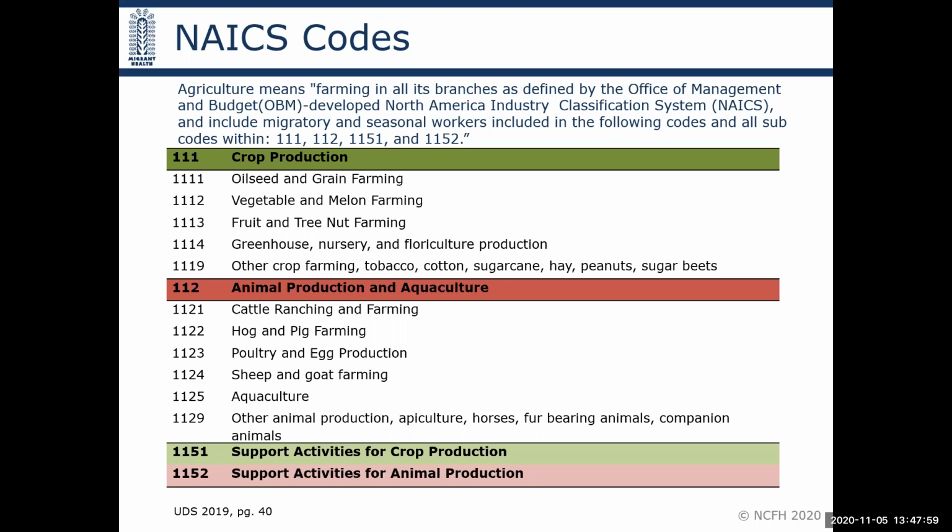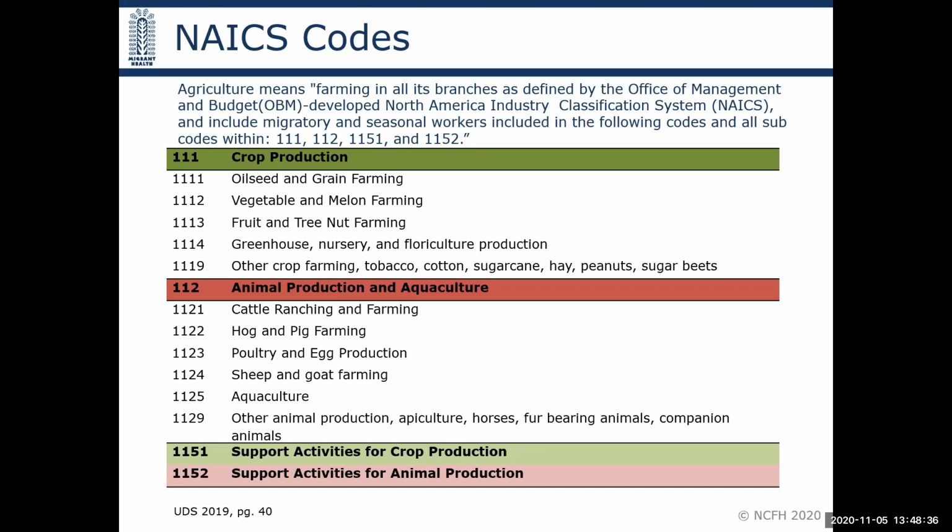So, the way that we can verify which of those industries and tasks are included is to refer back to the North American Industry Classification System, the NAICS. So these specific NAICS codes, 111, 112, 1151, and 1152 are the ones that are included in farming in all of its branches. So 111 is crop production, 112 animal production and aquaculture, 1151 are those support activities that relate to crop production, and 1152 the support activities that relate to animal production.